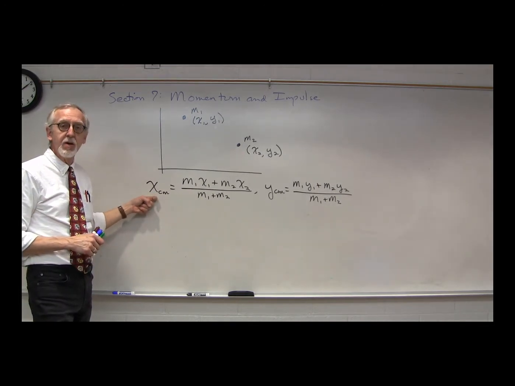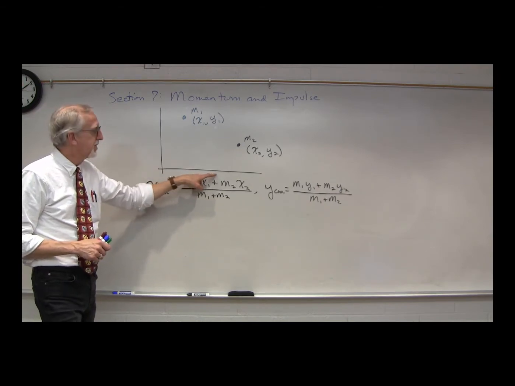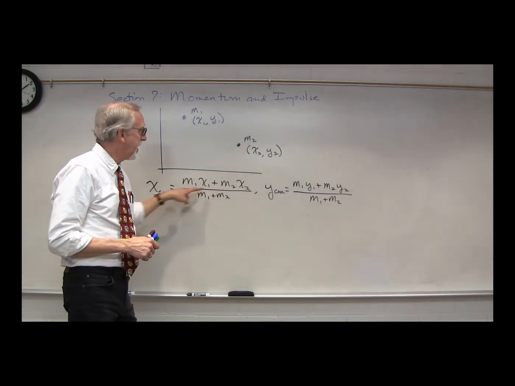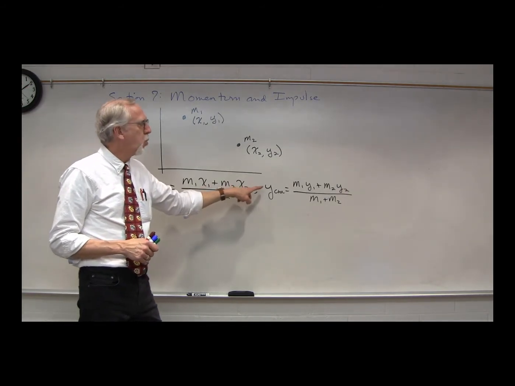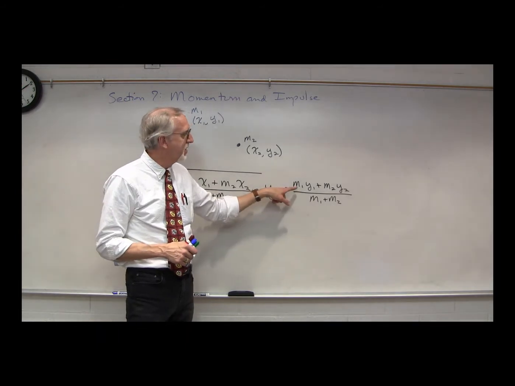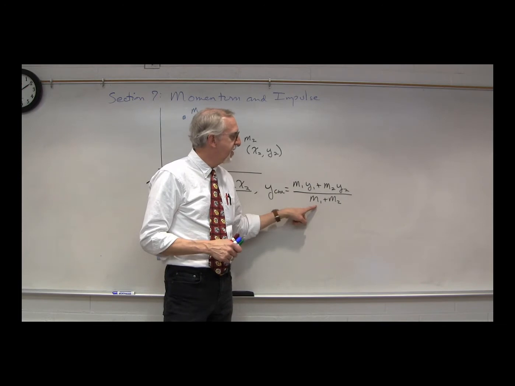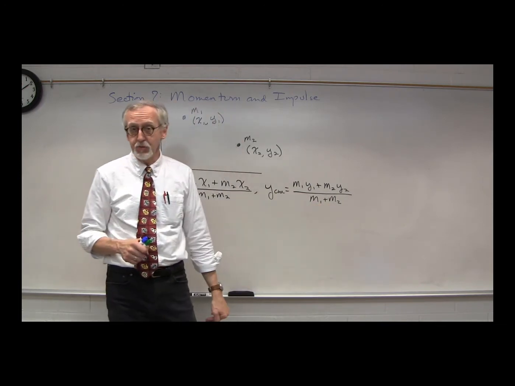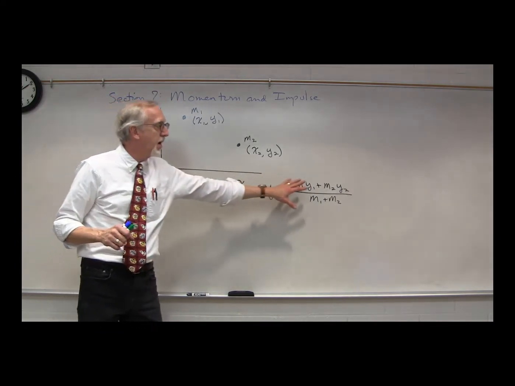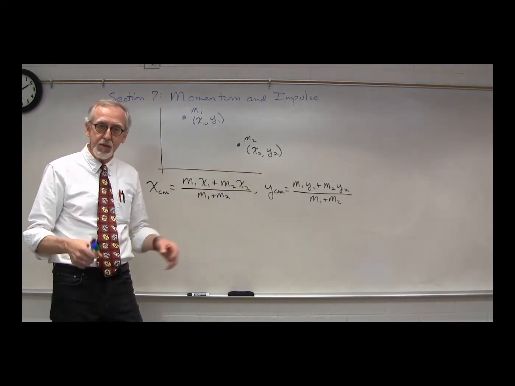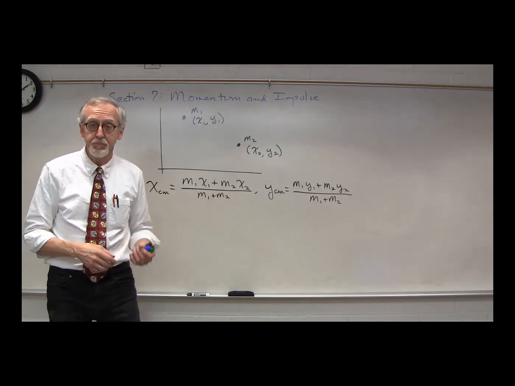The x coordinate of the center of mass is defined as m1 x1 plus m2 x2, divided by m1 plus m2, the sum of the masses. The y coordinate of the center of mass is given as m1 y1 plus m2 y2, divided by m1 plus m2. Now, like I said, in my extra notes I explain where these equations come from and why they make sense, so please read those over. But let's stick some numbers in here and see what we get.